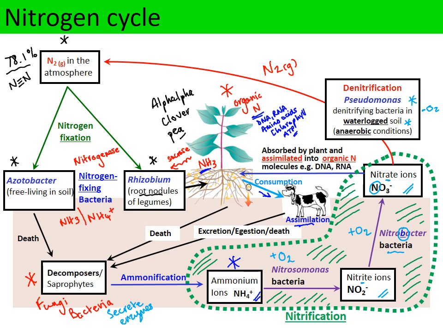So this last step will occur predominantly when the soil is waterlogged. There's anaerobic conditions with a lack of oxygen. They're obligate anaerobes, and it's called denitrification, and that returns the nitrogen from the nitrate ions back into the atmosphere as N2 gas. And again, we're going to have the cycle repeat itself.